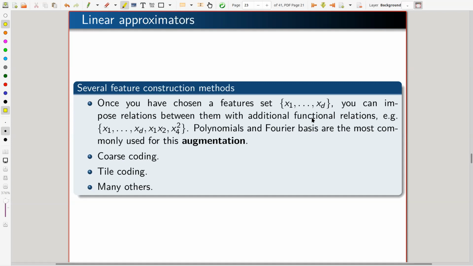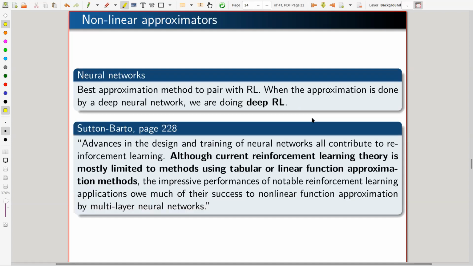Okay, this was just to say a few words to introduce you to the fact that neural networks are usually much better than linear approximators for solving problems, despite the fact that the linear approximation case is the only one, for the moment, where we have several theoretical results. Okay, terminology already said, but I repeat it. When the approximation is done by a deep neural network, this is what we call deep reinforcement learning. Okay.